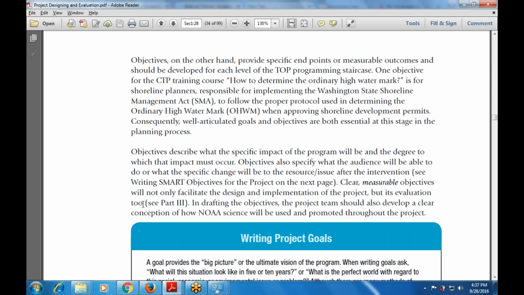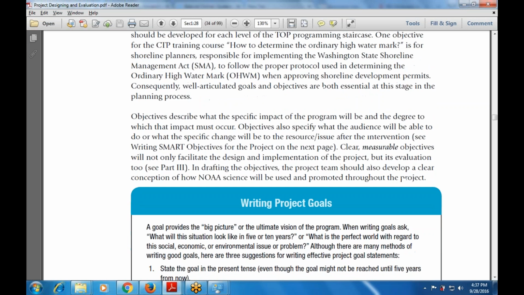That is specific, measurable, yes. And a measurable objective will not only facilitate the design and the implementation of the project, but also its evaluation. That is how we can evaluate the product, how we are going to evaluate the content. And when we draft the objective, the project teams should also develop a clear conception of how the science will be developed and promoted throughout the project.